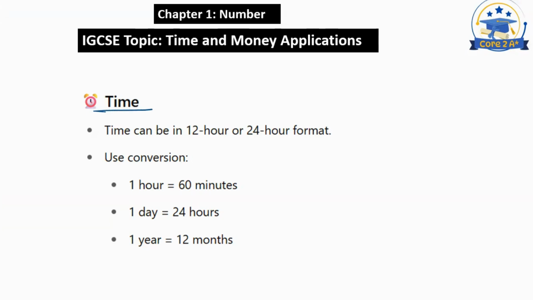Time. It could be in 12-hour format or 24-hour format, and you know very well how we can convert. In 1 hour, we have 60 minutes. In one day, we have 24 hours, and 1 year equals 12 months. Suppose it asks, in 1 hour, how many seconds? So 60 multiplied by 60 seconds, right? That's how we can find that out.